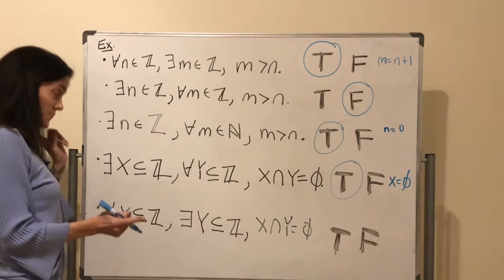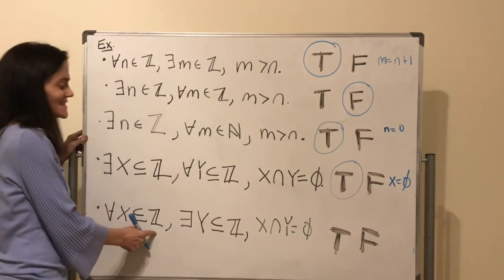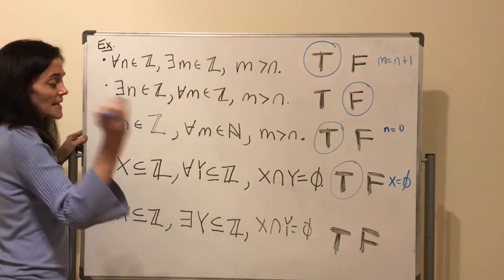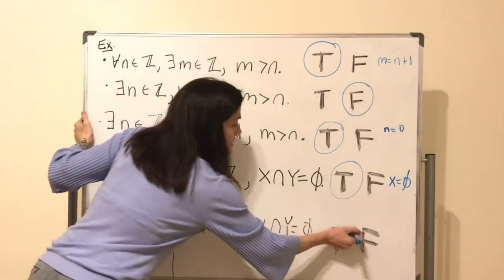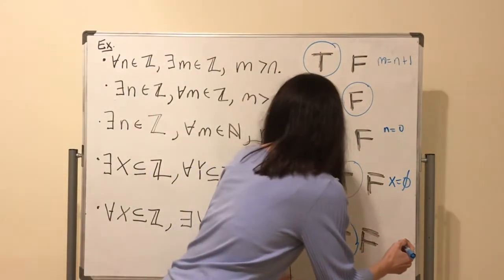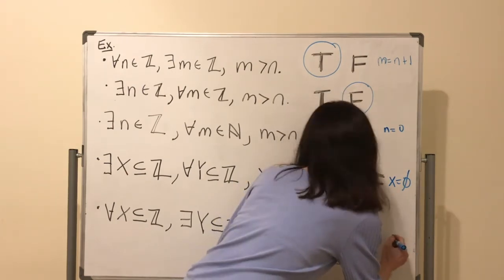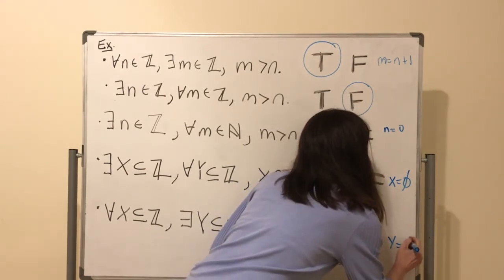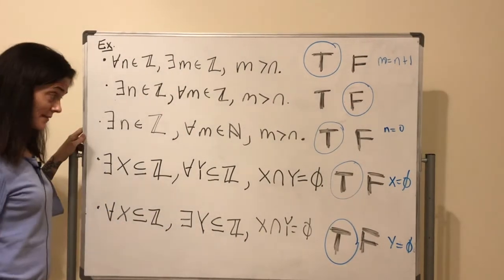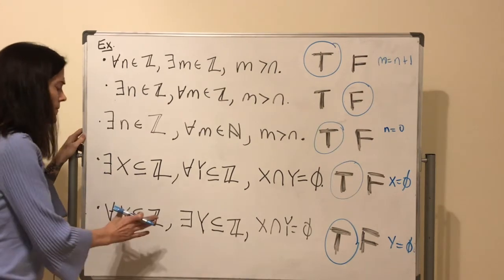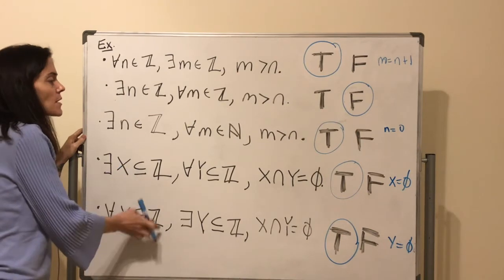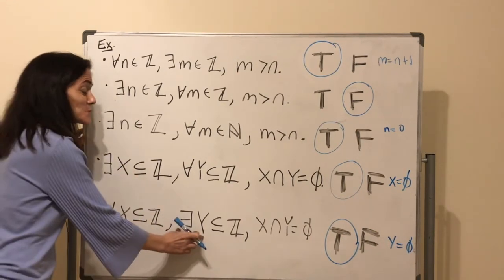Now here, the for all comes first. So for all subsets of the integers, we can find a subset of the integers such that x intersect y is the empty set. Now, this is true. We can use the same one. For all x, in this case, y is the empty set, just because the there exists goes with the y letter. But because the there exists comes second, we have more options here. So both of these are true, but this one you have more options.